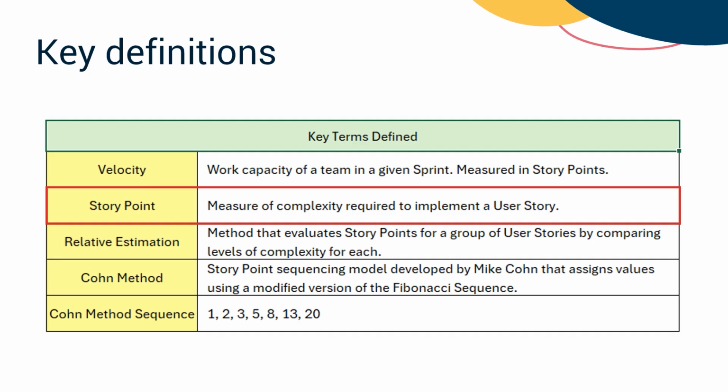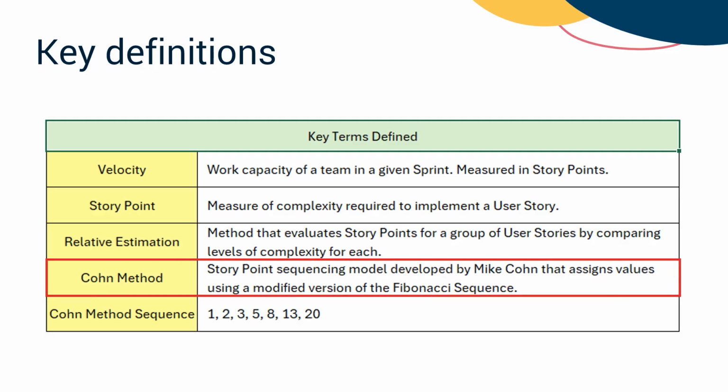Product owners base decisions on complexity and stakeholder agreement. Estimation in hours or days is often not practical. Story points allow a team to estimate the complexity of a user story compared to other user stories. Relative estimation is a method for evaluating story points for a group of user stories by comparing their complexity levels. Stories are analyzed and arranged in order of complexity.